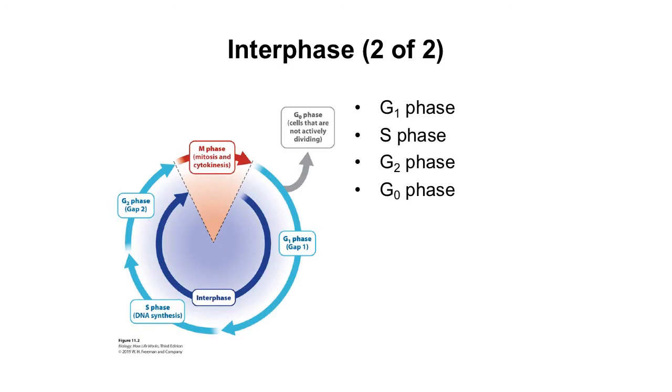So what are these phases of interphase? It can be subdivided functionally into four phases. The first one is the G1 phase. In the G1 phase, sometimes called the first gap phase, the size and protein content of the cell increases. So there is much growth happening here.